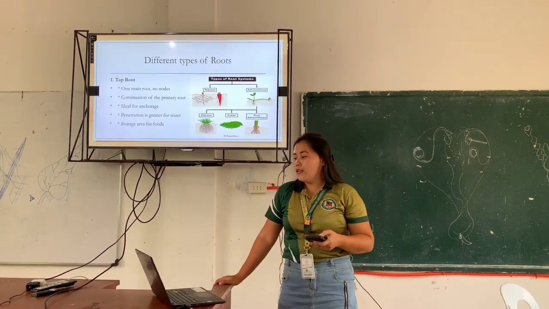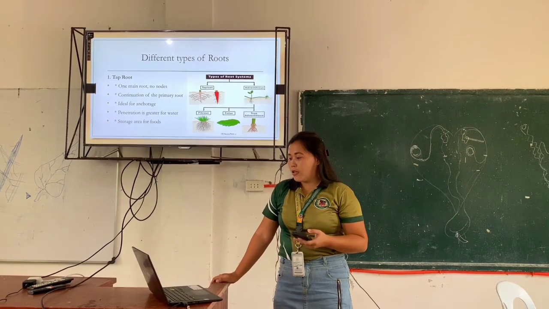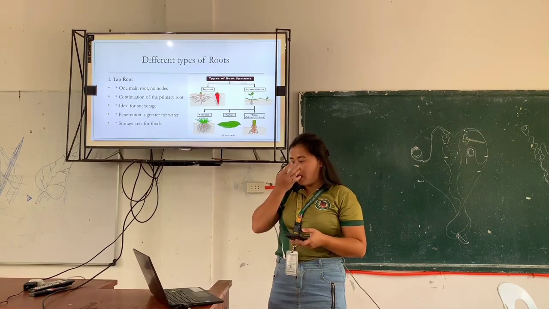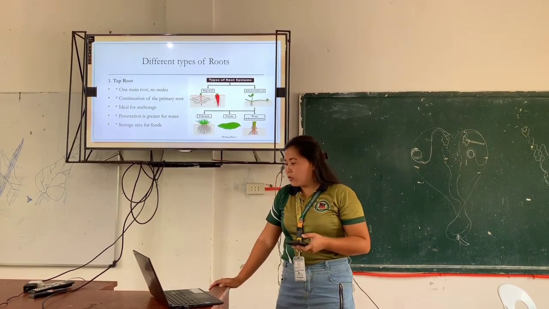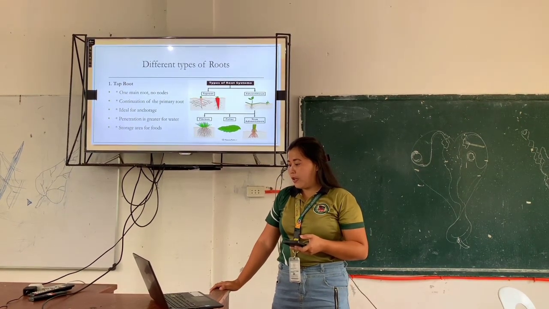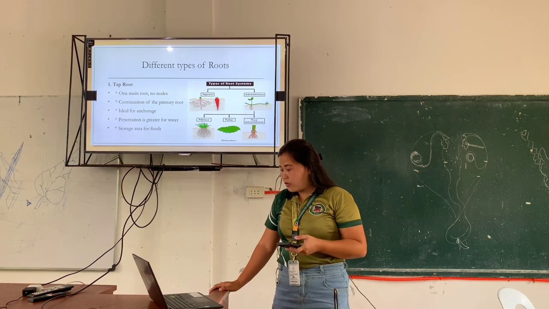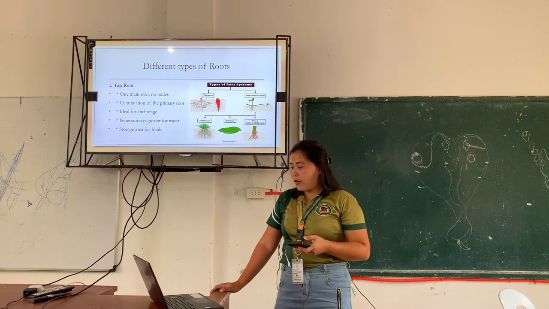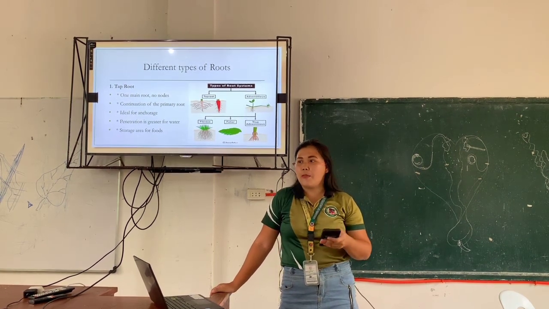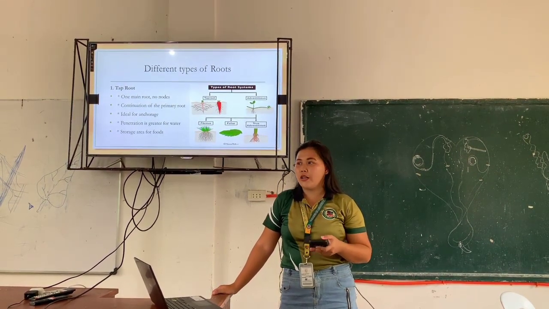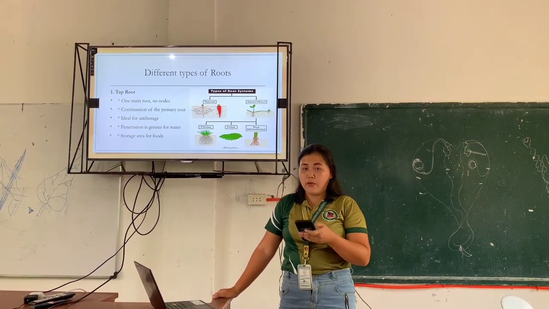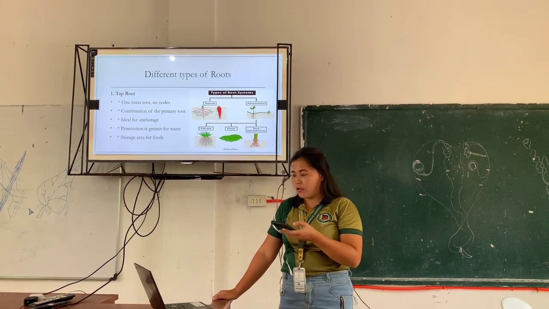There are different types of roots. First are the taproot and adventitious root systems. The taproot is a continuation of the primary root, ideal for anchorage. Penetration is better for water, and it is a storage area for food. The taproot functions to absorb water and minerals, and it can also be modified to perform other functions.